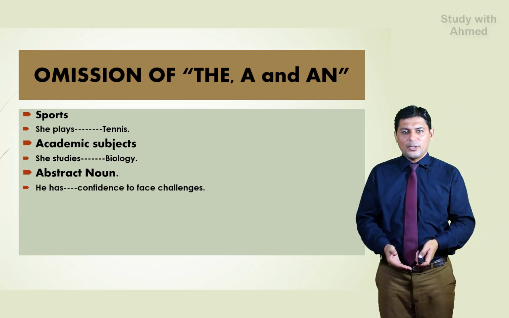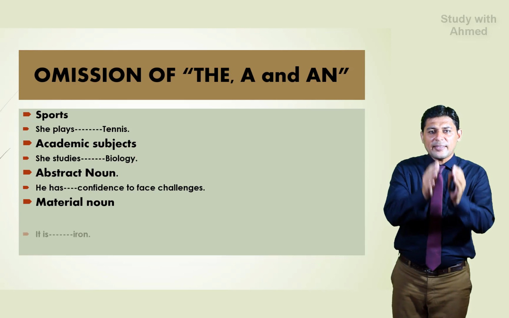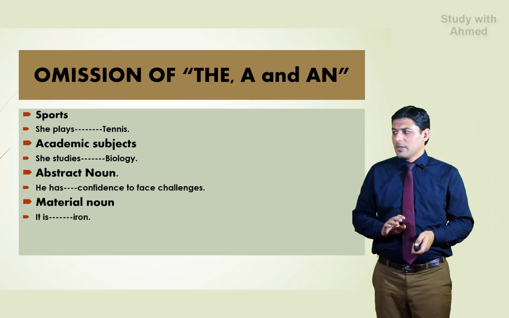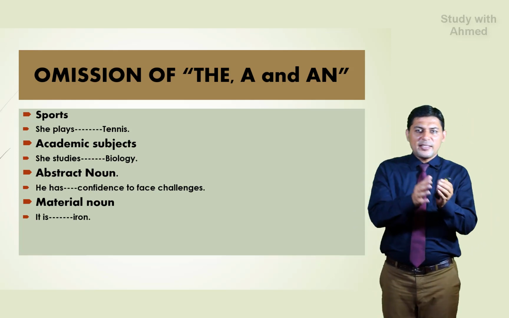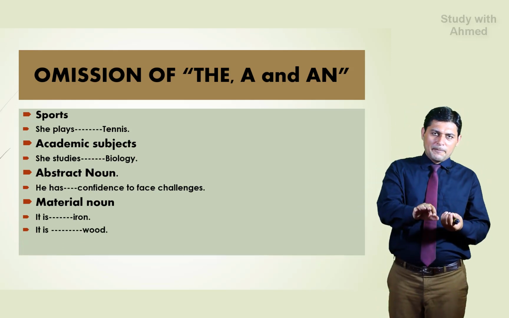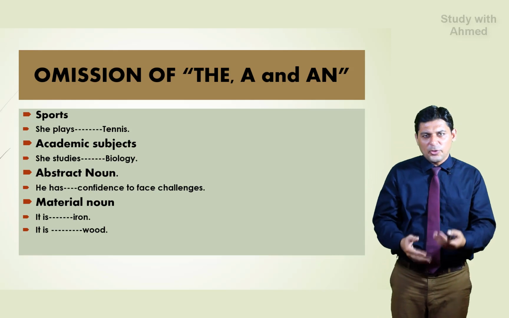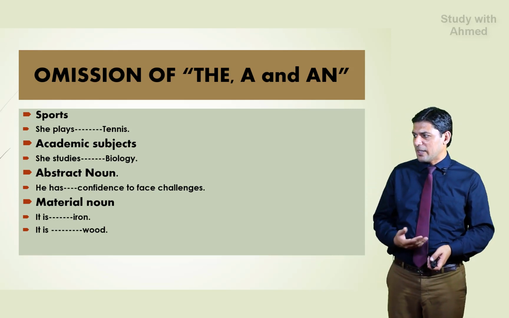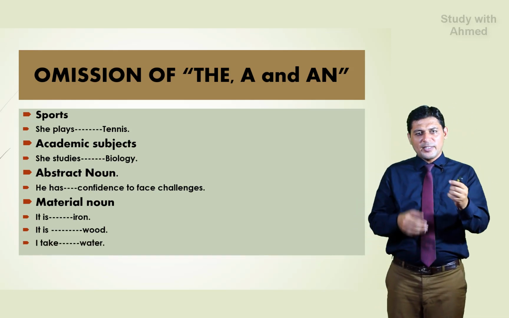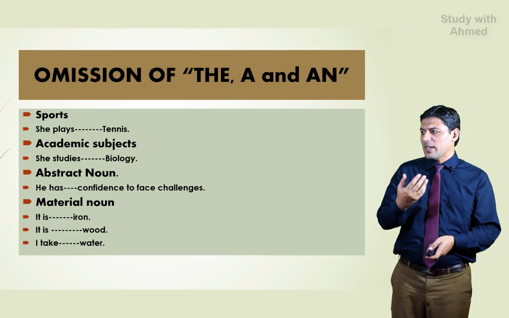Next, material noun. An example is, it is iron. So we cannot say an iron. Iron is uncountable. Iron chair, countable, an iron chair. Or it is wood, not a wood, because it is not countable. If something is made of wood, such as a chair or house or pen or anything, it is a wood chair, that's possible, but it is a wood, that is incorrect. I take water. I take a water. It is incorrect. I take a glass of water, accepted. A cup of tea, accepted. But I take a water is unaccepted. Why? Because it's uncountable.